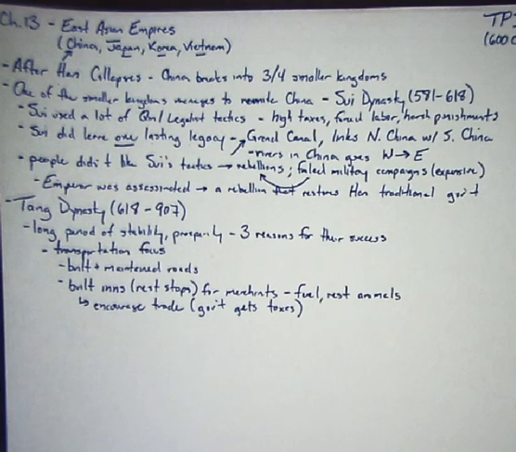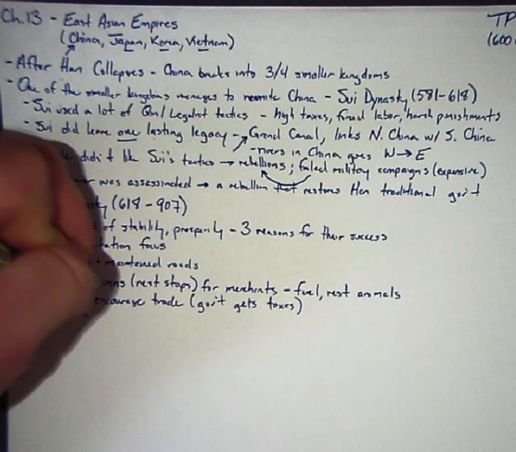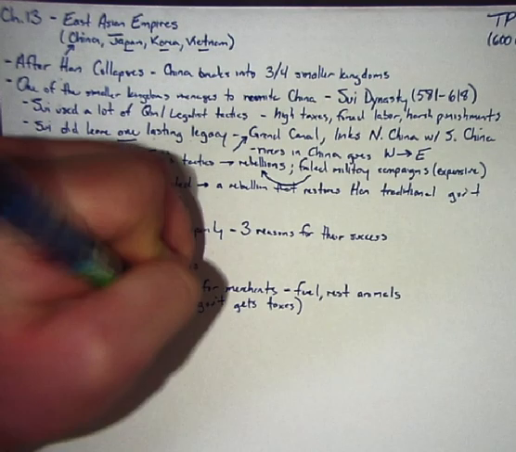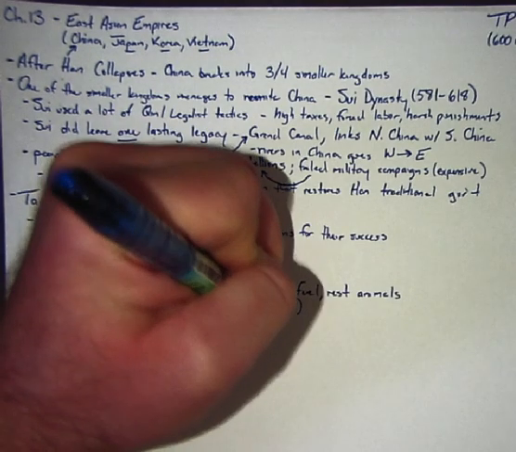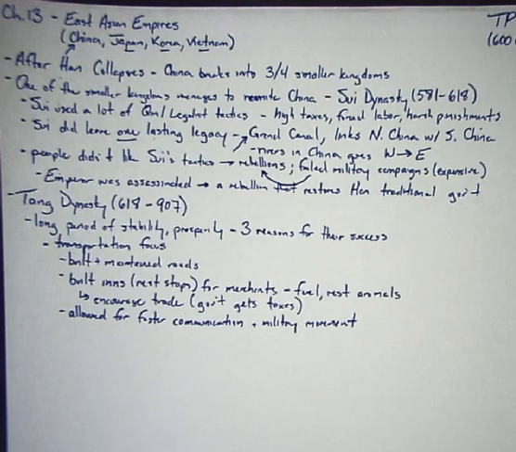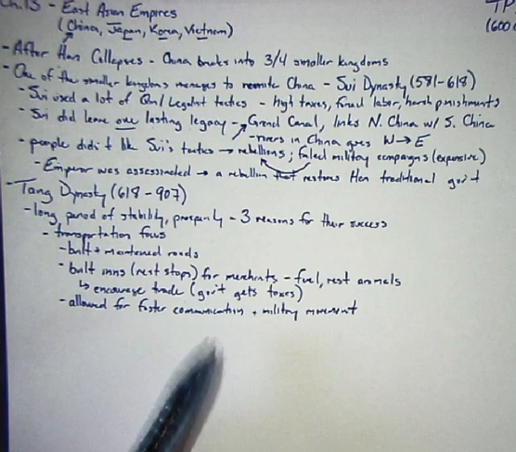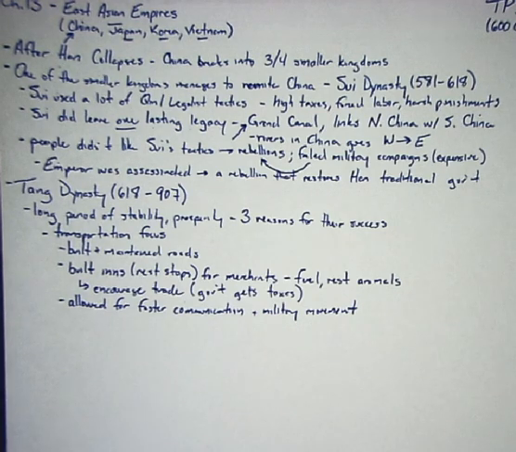Now, again, just like the Romans, the transportation wasn't just used for trade. It also allowed for faster communication and military movement. So remember, merchants aren't the only ones using the roads. The government is using them to communicate. The military is using them to move their forces around. Roads are good for everybody.